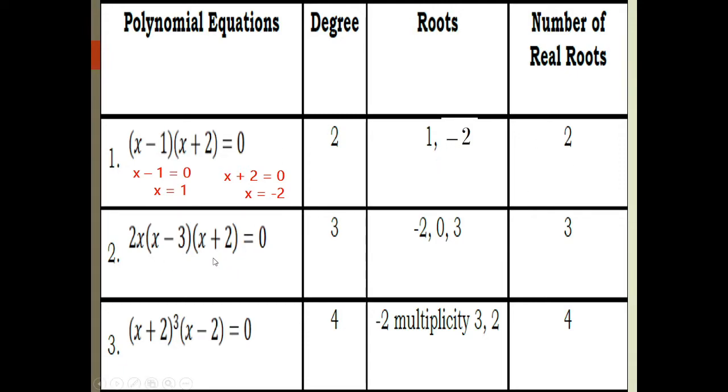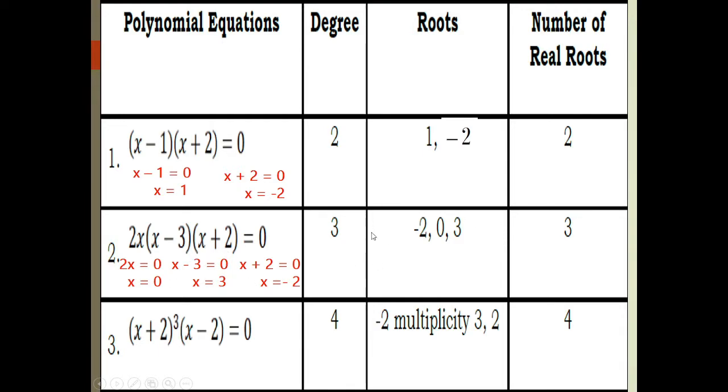The other one, okay, so the degree is 3 because there are 3 x's: 1, 2, 3. Paano nakuha to? So, solve natin. If 2x is equal to 0, x is equal to 0. Next, if x minus 3 equals 0, x is equal to 3. Next, if x plus 2 equals 0, x equal to negative 2. So, you just equate the 2, 0 to get the roots. So, the roots are negative 2, 0, tsaka 3.